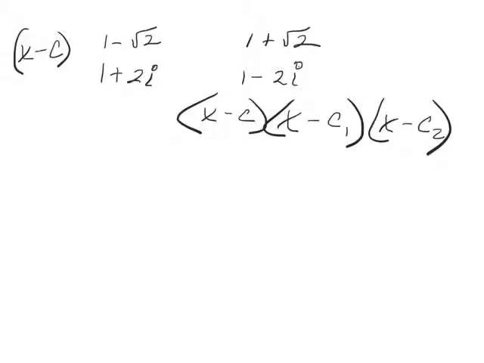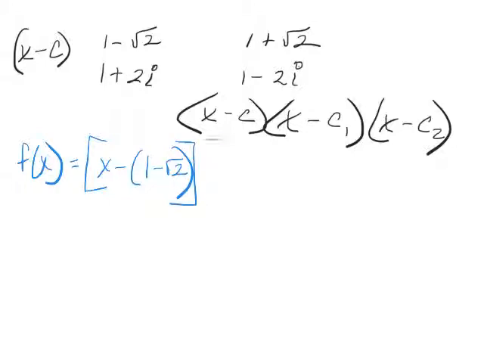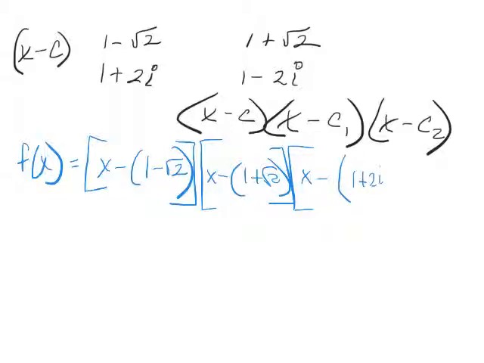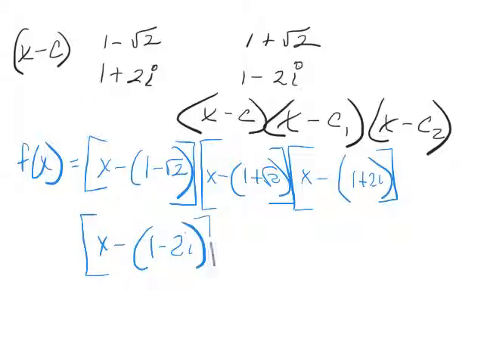It's going to be, I'll do it here in blue, f of x equals x minus 1 minus the square root of 2, because that 1 minus the square root of 2 is my c, times x minus 1 plus the square root of 2, times x minus 1 plus 2i, times, and we'll continue down here, x minus 1 minus 2i. So those are my four factors.